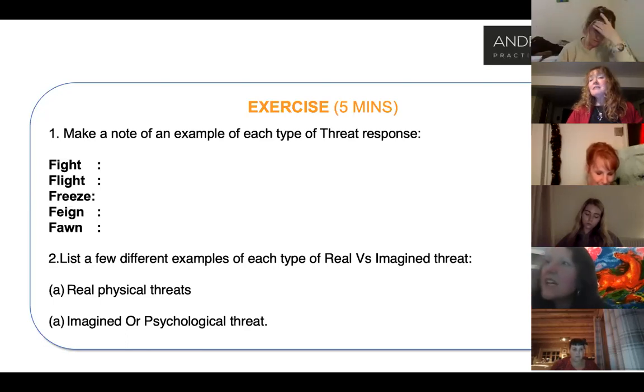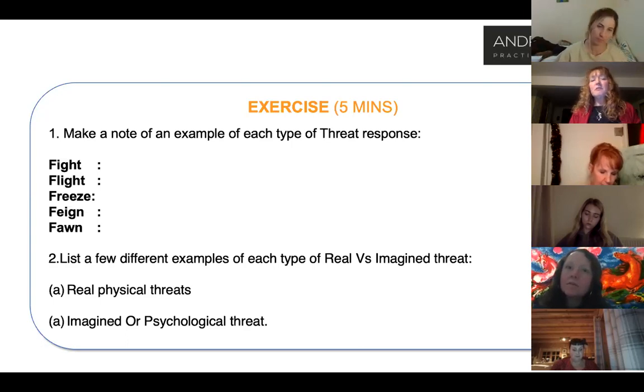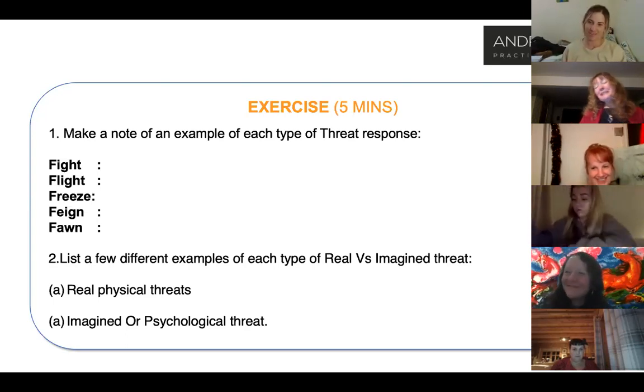Okay, freeze. Self-sabotage as well, possibly for flight. Yes, self-sabotage, I could see that. Any others for flight before I move on to freeze? Maybe if you've got to do a presentation at work, you might take the day off because you're not feeling very well. Yeah, that's a really good example, actually.